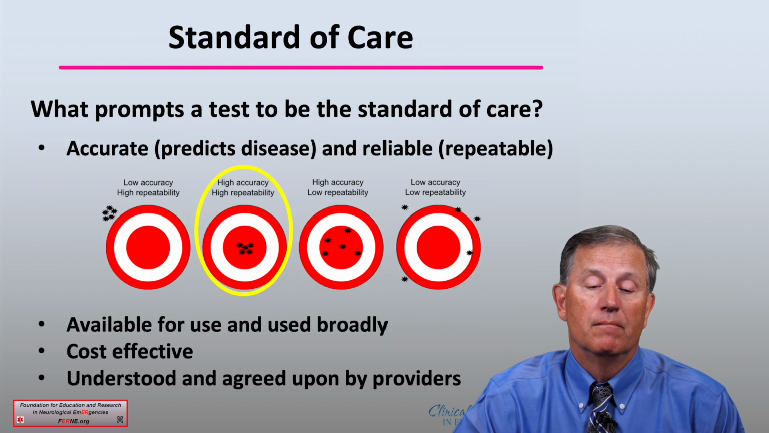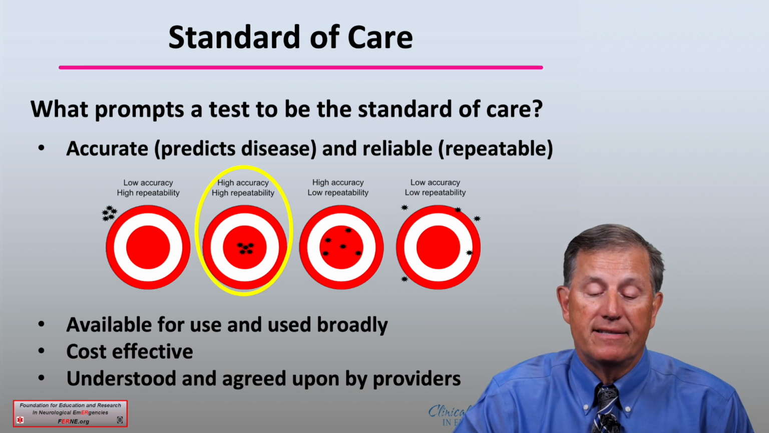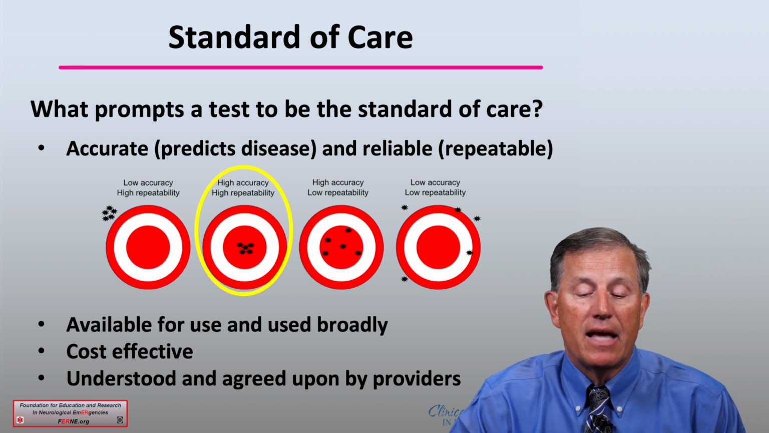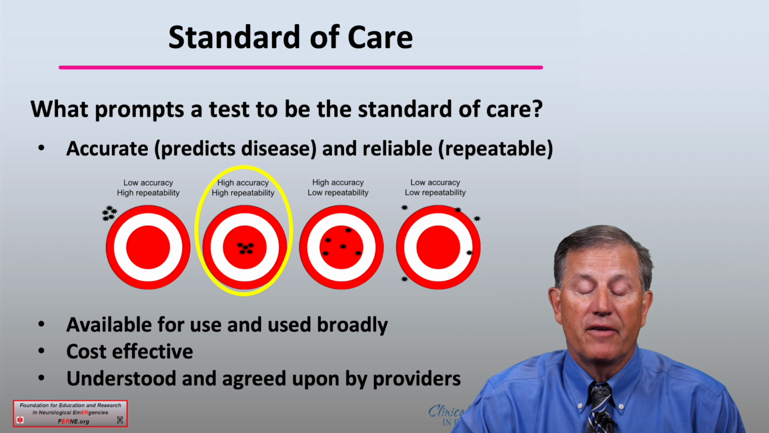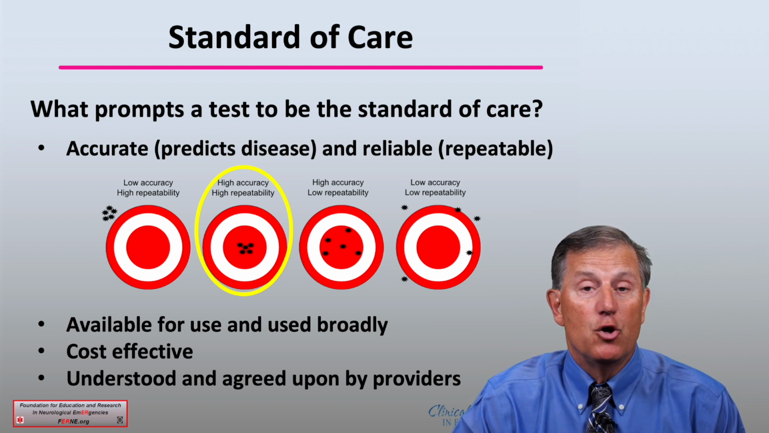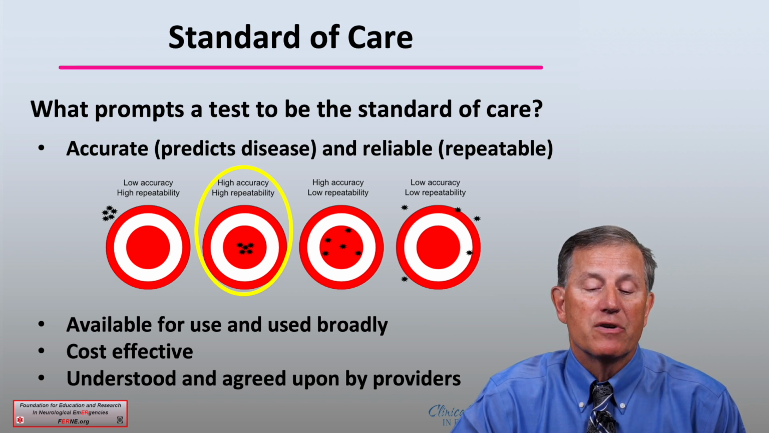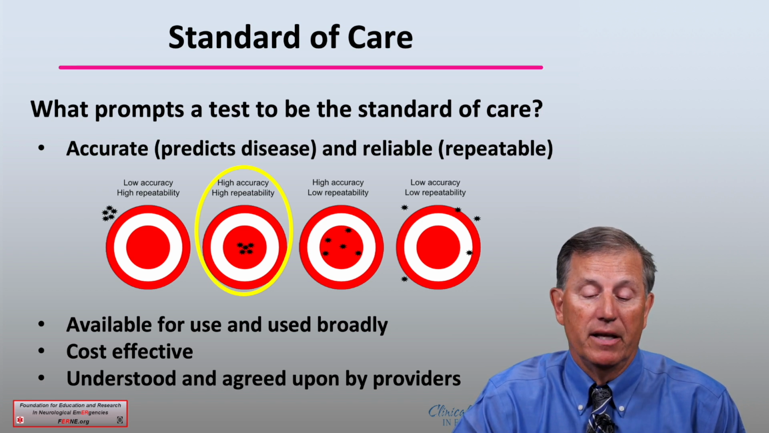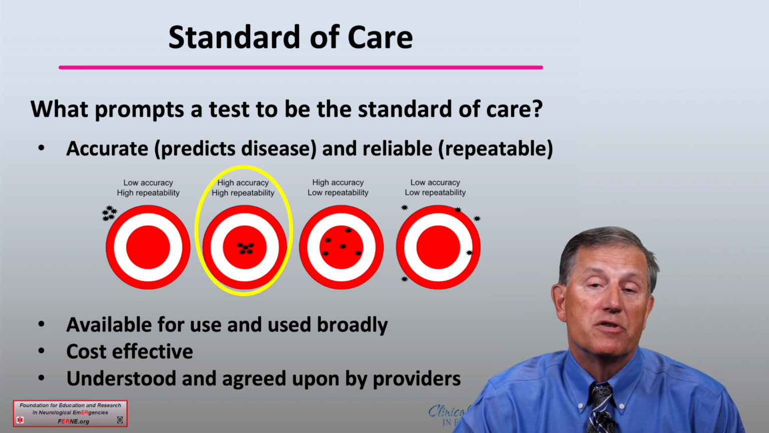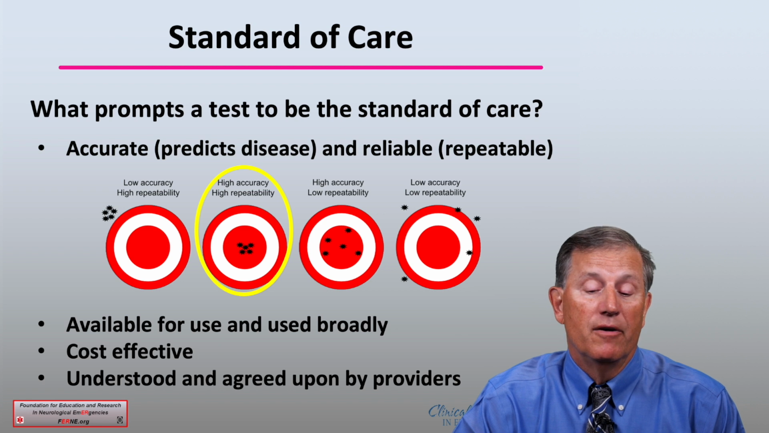Now, what prompts this study to be considered a standard of care? In the yellow circle, a standard of care study is developed when it's available for use and used broadly, when it's cost effective, when it has high accuracy and high reproducibility, and its use is agreed upon and understood by a large swath of providers.